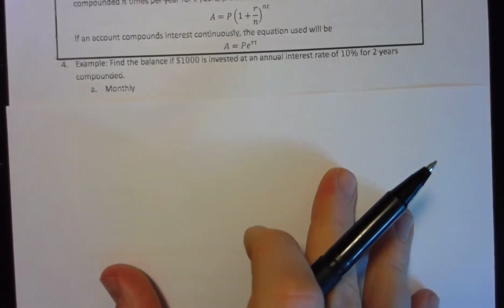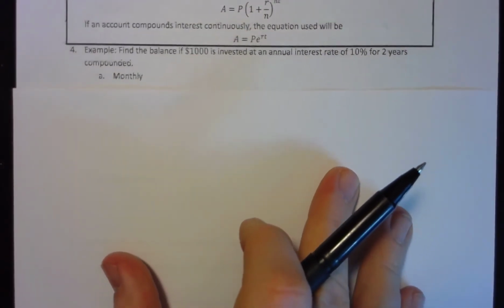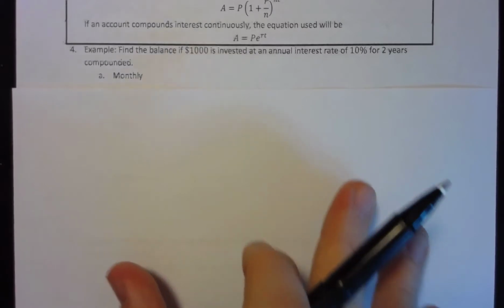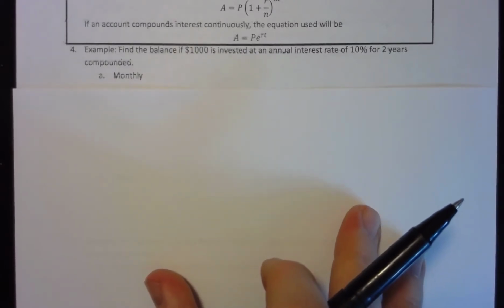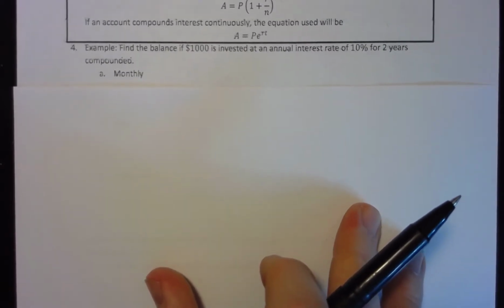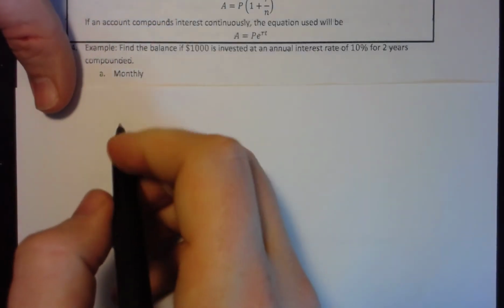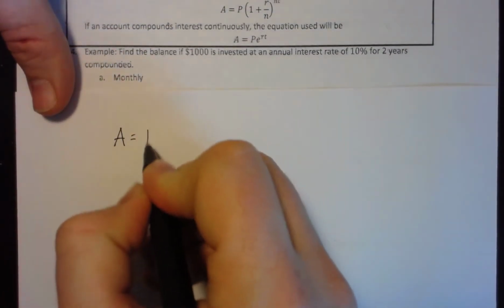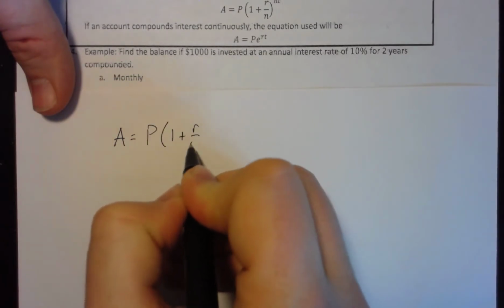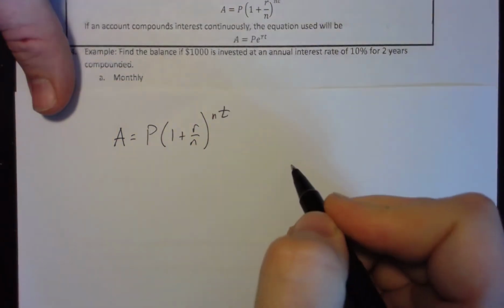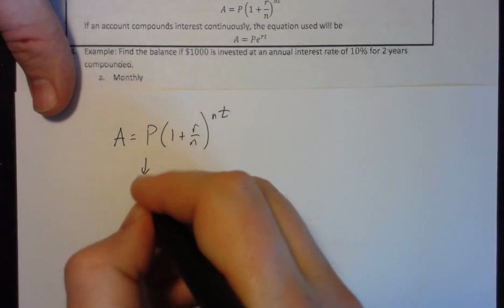So, the first question says: find the balance if $1,000 is invested at an annual interest rate of 10% for 2 years, compounded, first case, monthly. So the fact that we're compounding at something other than continuously, I will be using this formula right here, where the amount that I'm investing is $1,000.